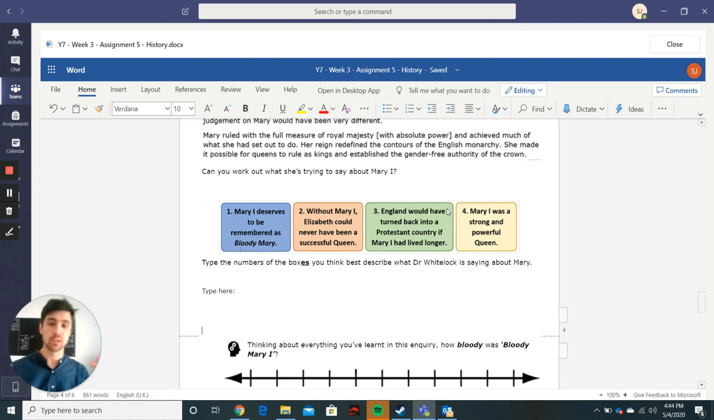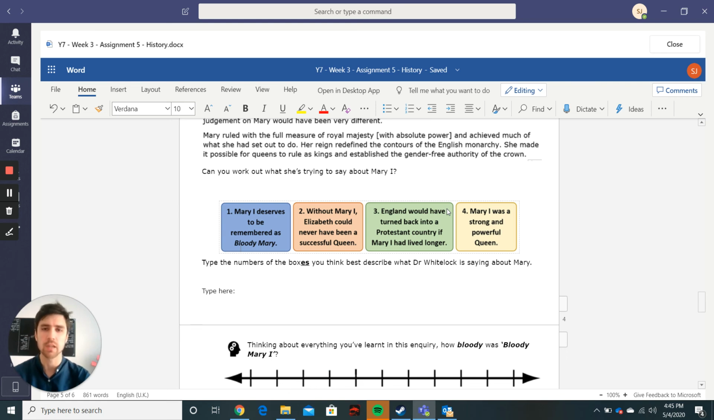So as I mentioned, you should have picked at least 2. In fact, you probably should have picked 3. There is only really one card which Anna Whitelock isn't saying. And hopefully you worked out that it's the blue one. She does not say that Mary deserved to be remembered as Bloody Mary. Why? Because without Mary I, Elizabeth could never have been a successful queen.